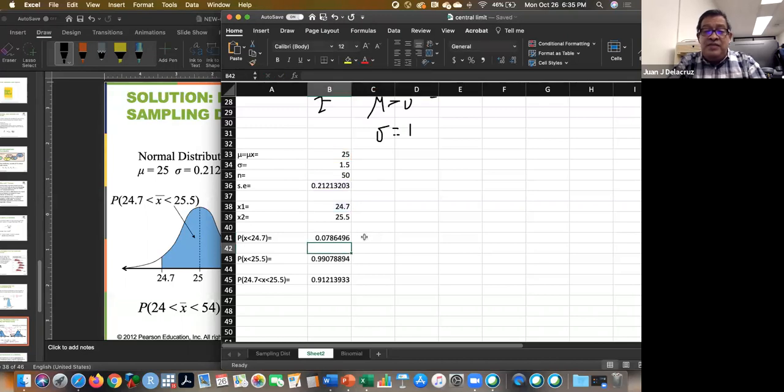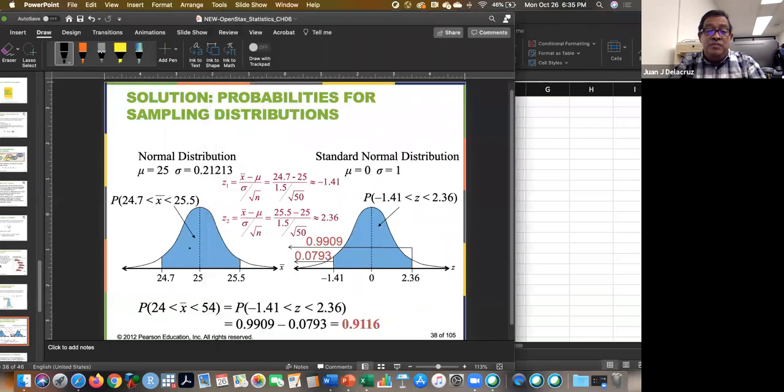So we computed those values, and then we did the same for 25.5. So we found that there is a 91.2% likelihood that young people are going to be driving within these values. So remember, this is the standard deviation. How many standard deviations do we have here? This 24.7 is located at minus 1.41 standard deviations to the left, and this 25.5 is located at 2.36 standard deviations to the right.